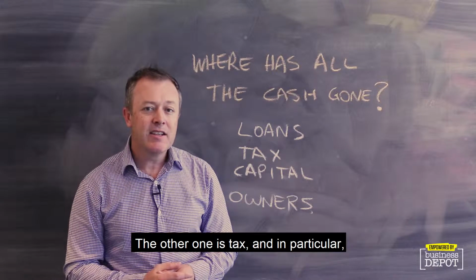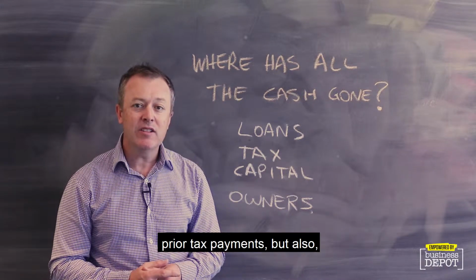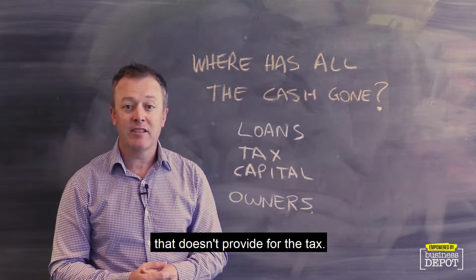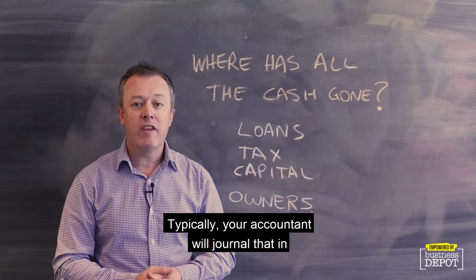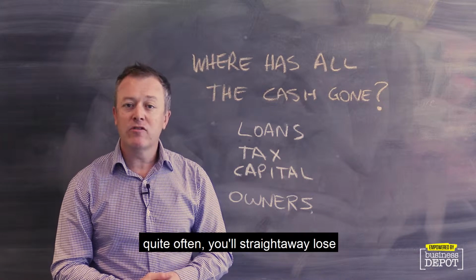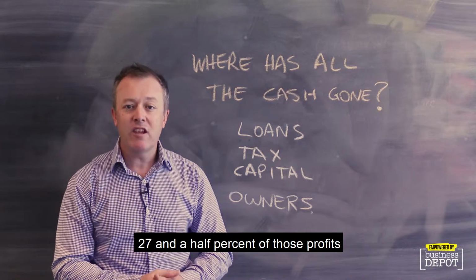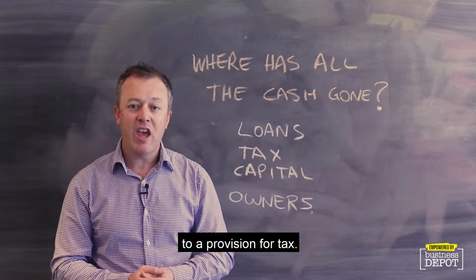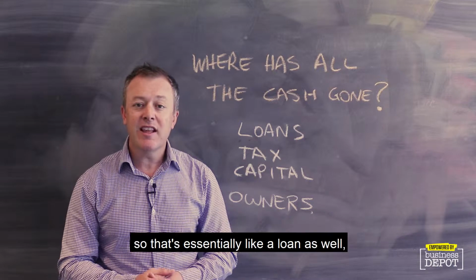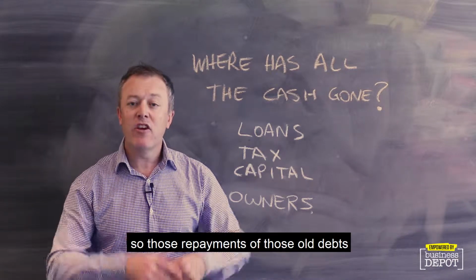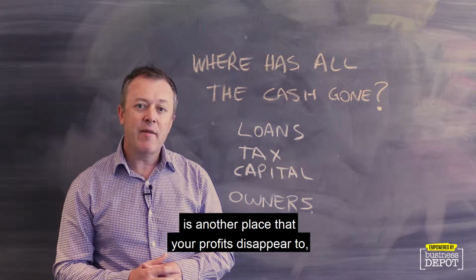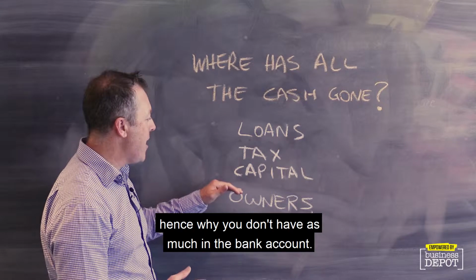The other one is tax, and in particular, prior tax payments, but also you might be looking at a profit and loss statement that doesn't provide for the tax. Typically, your accountant will journal that in for you at the end of the year. So if you're in a company structure, for example, quite often you'll straight away lose 27.5% of those profits to a provision for tax. Often people are also catching up on old tax payments, so that's essentially like a loan as well. Those repayments of old debts are another place that your profits disappear to, hence why you don't have as much in the bank account.